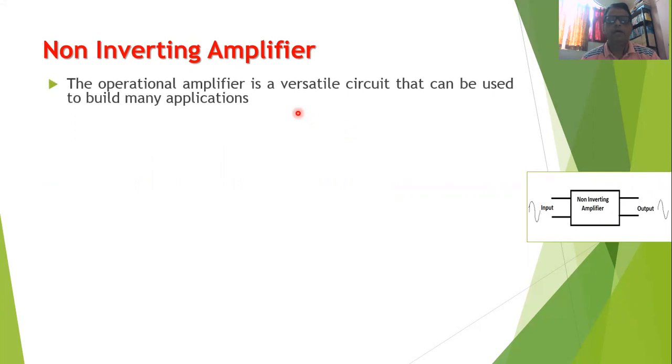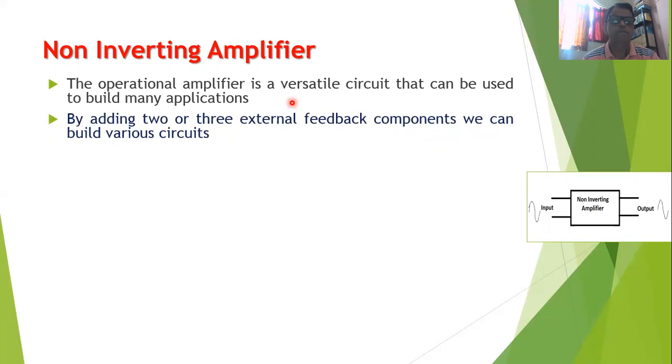Operational amplifier, as we know, is a versatile circuit that can be used to build many applications. Any analog circuit can be easily built by using an operational amplifier. Whenever we want to build any application using an operational amplifier, we need to add 2 or 3 external feedback components. And by adding these components, we can easily build the circuit using the operational amplifier.